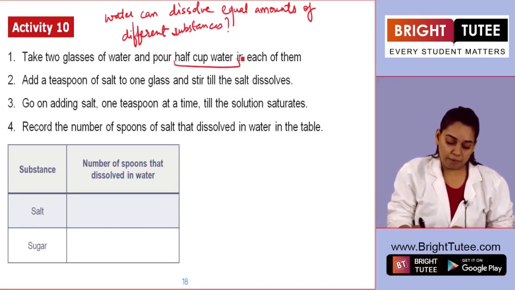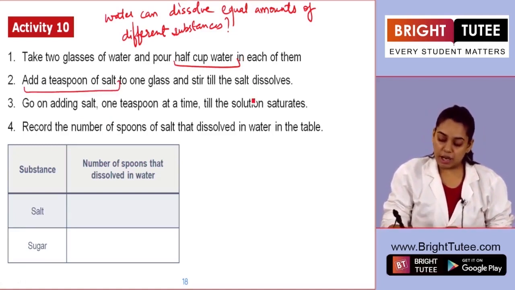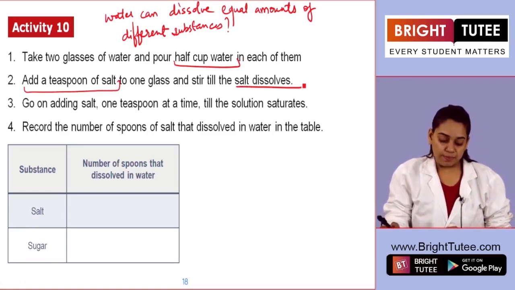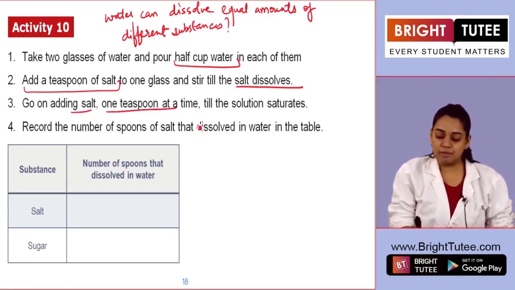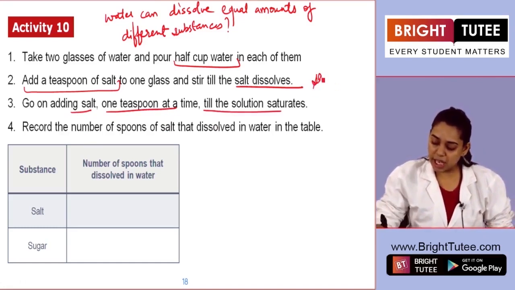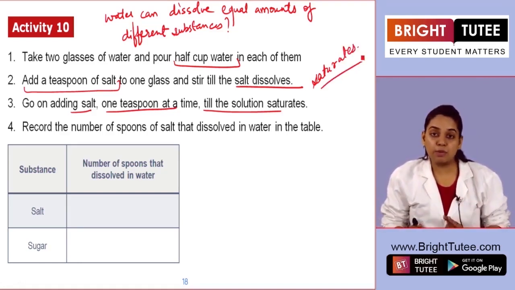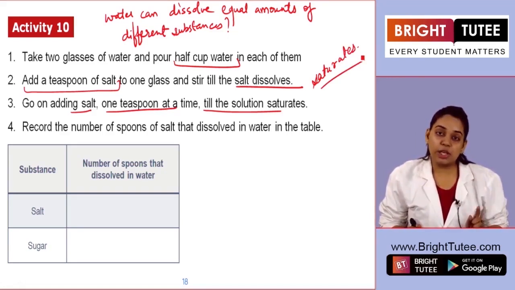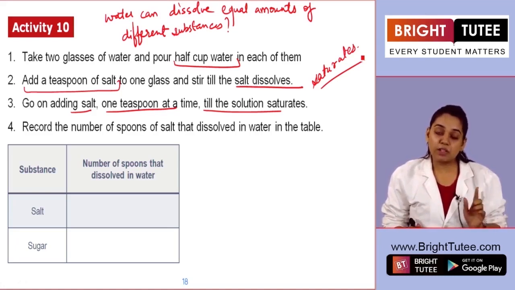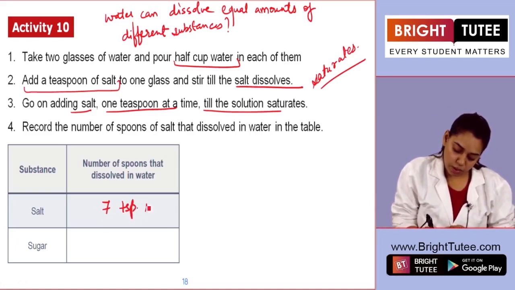Now in the first glass we will add a teaspoon of salt and stir it until the salt dissolves. Then we will keep on adding more salt, 1 teaspoon at a time, till we reach our saturation point, that is, the point where it cannot dissolve any more salt. Now we have obtained our saturated salt solution. Say in half a glass of water you are able to dissolve 7 teaspoons of salt.